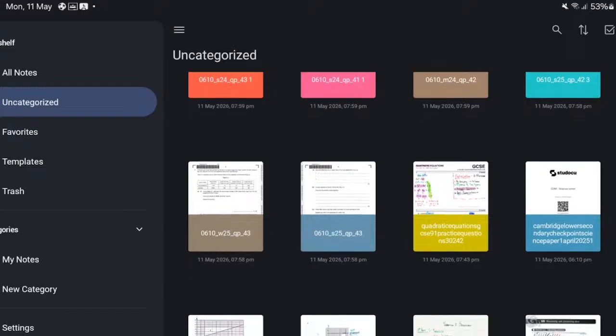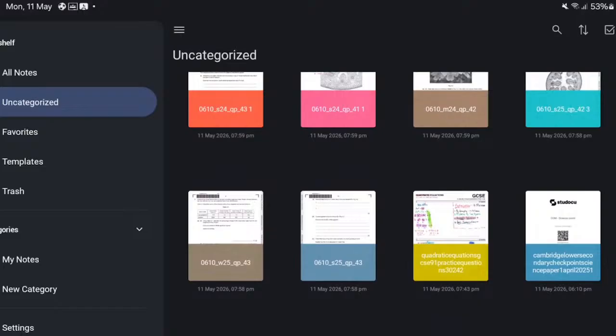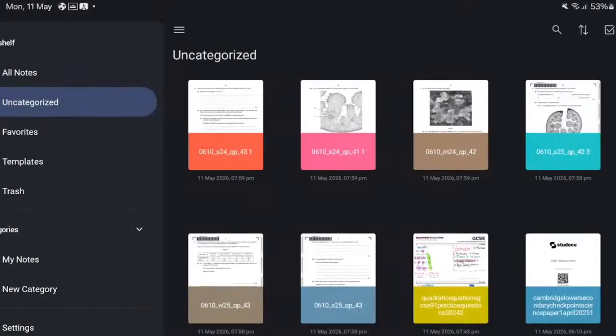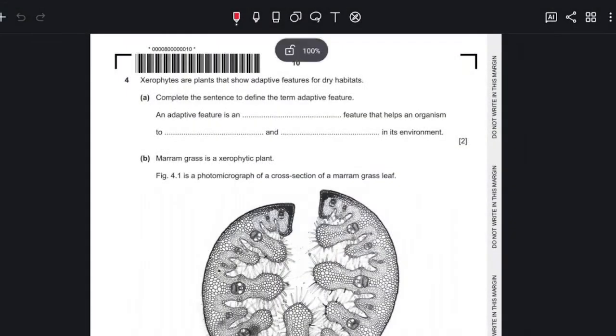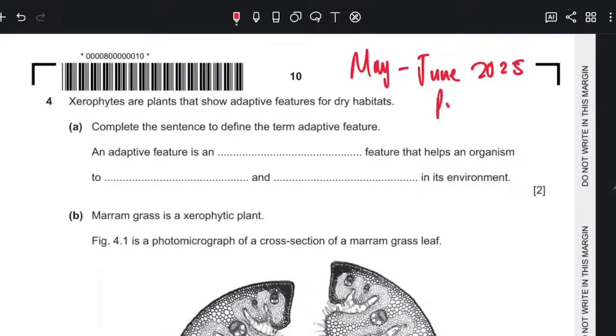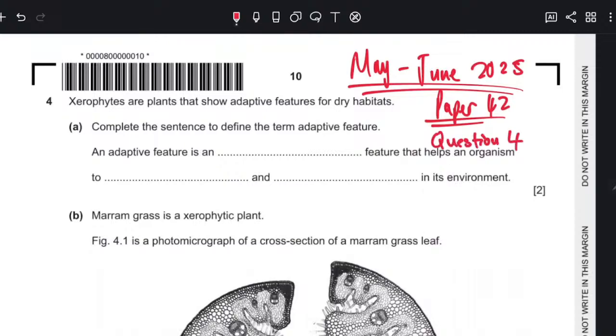Right. Now we go to May, June 2025. Write for me next paper. You have to write so that you know. Can you all write May, June 2025 and say paper? I think this is paper 42. Let's answer this as quick as we can. Right, May, June 2025, paper 42, question 4. This is the second one.